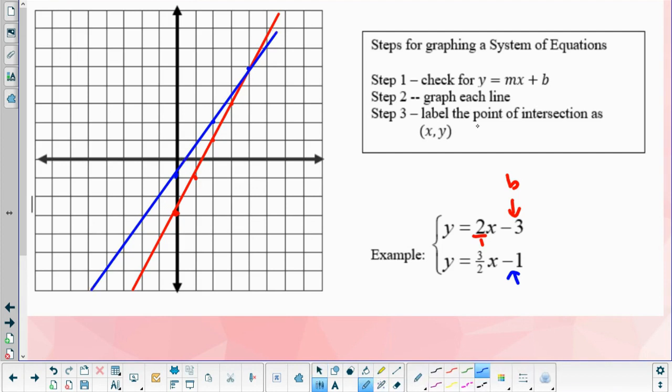Okay, and then I have to label my intersection as an ordered pair. So if you're looking at this, the ordered pair is where they intersect, and that is the ordered pair for 5. Anytime they ask you what is the solution to the system of equations, you need to write it as an ordered pair, or you can say there are no solutions or infinitely many solutions.